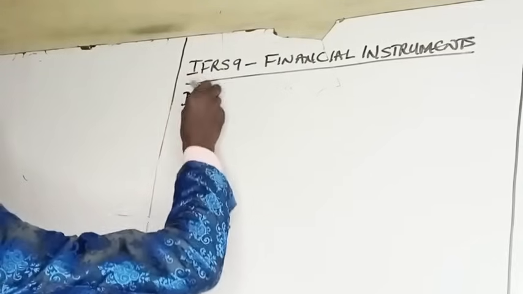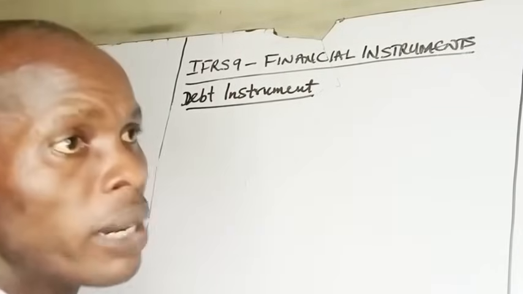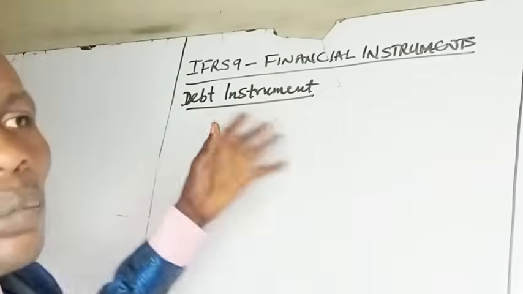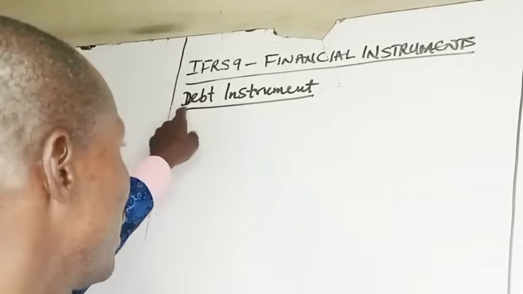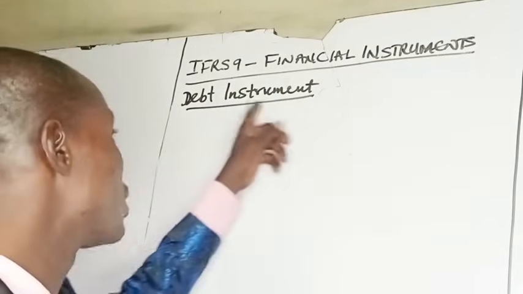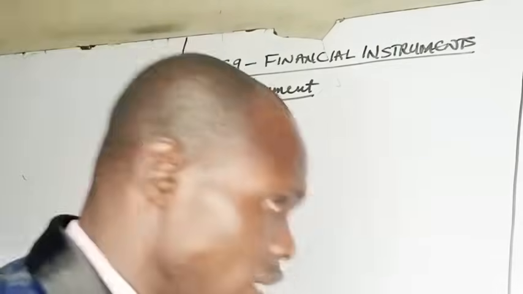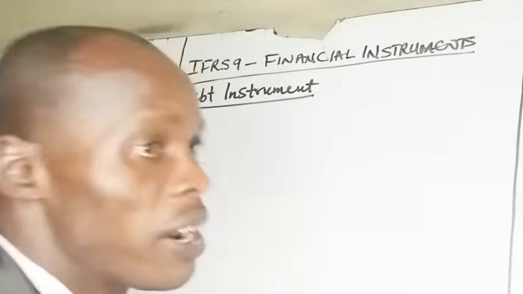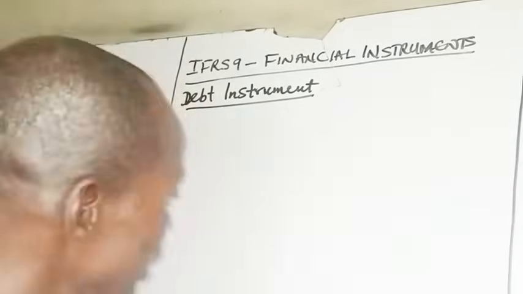Debt instruments. Investment in debt instruments of other entities, such as bonds or loan notes or redeemable preference shares, is said to be debt financial assets or debt instruments. I've told you the debt instruments or debt financial instruments is an investment in debt instruments of other entities such as bonds or loan notes or redeemable preference shares. Debt instruments can be measured in one of the three ways listed below.